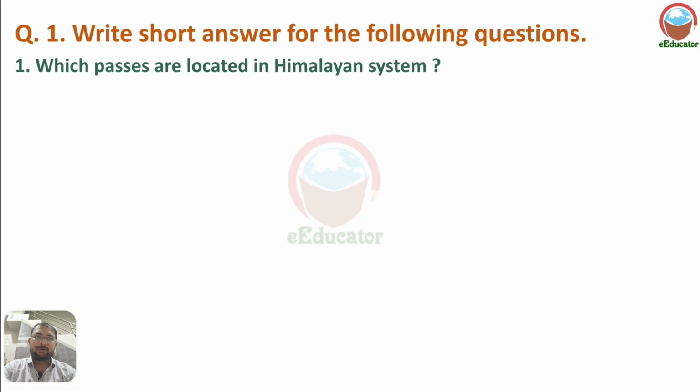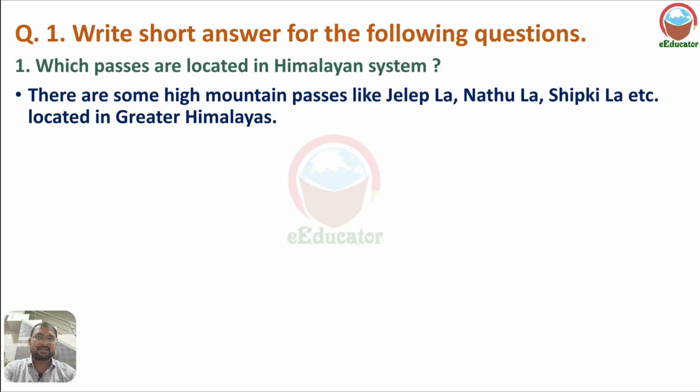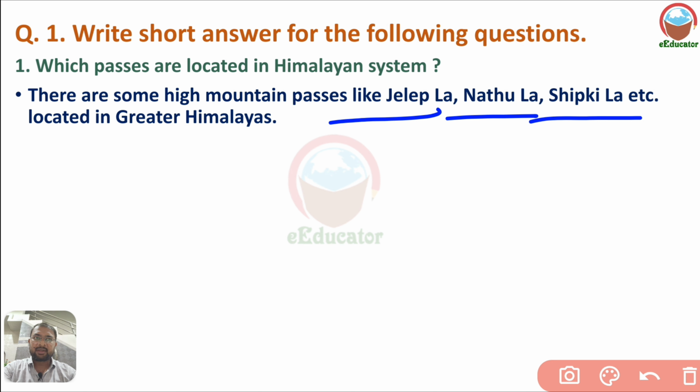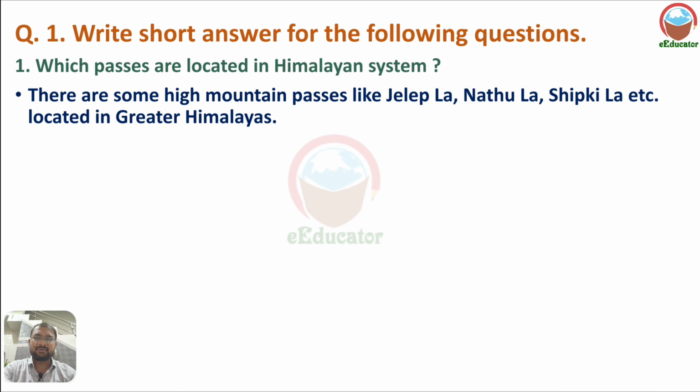Which passes are located in the Himalayan system? Passes, the natural ways to cross a mountain, which are formed in a mountain, are considered passes. So there are some high mountain passes like Jelep La, Nathu La, Shipki La, and these are located in the Greater Himalaya. So these are the passes which are located in the Greater Himalaya.